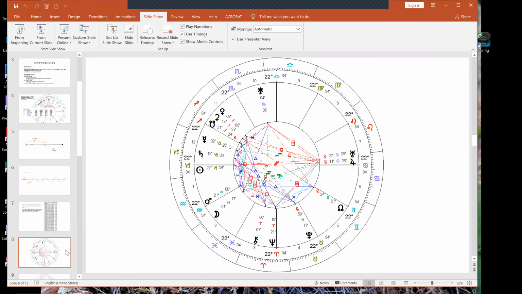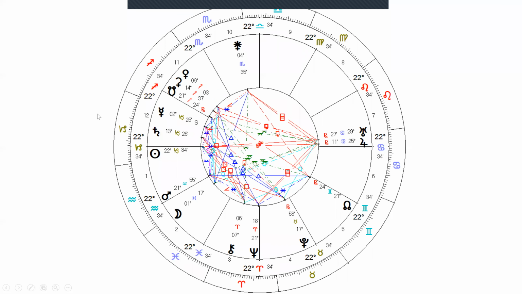So here are some examples. Let's look at this chart. So this is a series of charts with people born with a South Node in Sag, North Node in Gemini. So the South Node in Sag represents, in a very generalized way, people who, let's say, Sag Gemini is an educational axis.